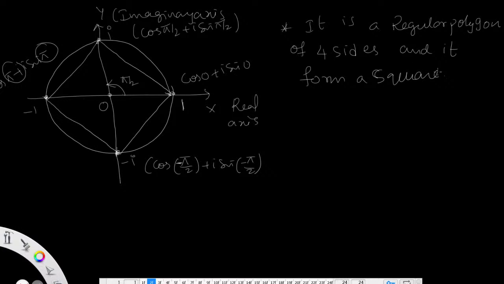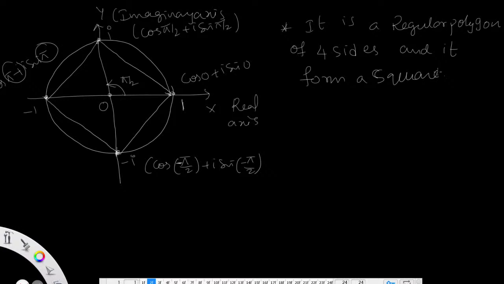The cube roots of unity form an equilateral triangle, where each of the angles is 60 degrees. So the cube roots of unity represent the vertices of an equilateral triangle on the Argand plane, formed by 1, omega and omega square, since those are conjugate numbers. Whereas the fourth roots of unity, 1, minus 1 and plus or minus i, each make an angle of pi by 2 radians. So it forms a regular polygon of 4 sides, and it forms a square.